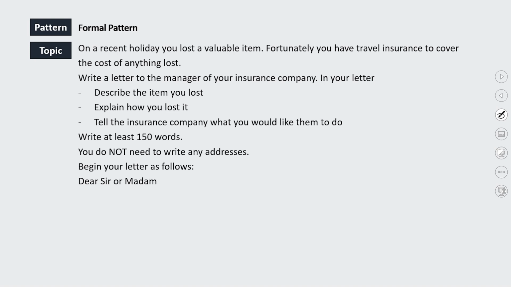Okay, so first up we've got a letter. So the pattern is formal pattern. So you know that you need to be writing in slightly more formal English. And so let's have a look at the topic.